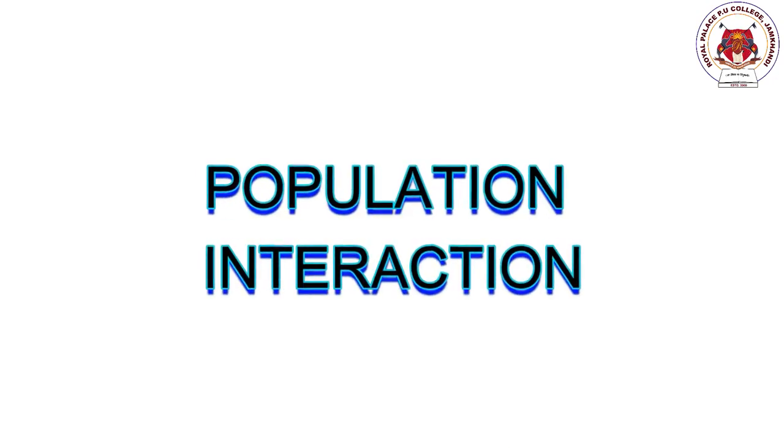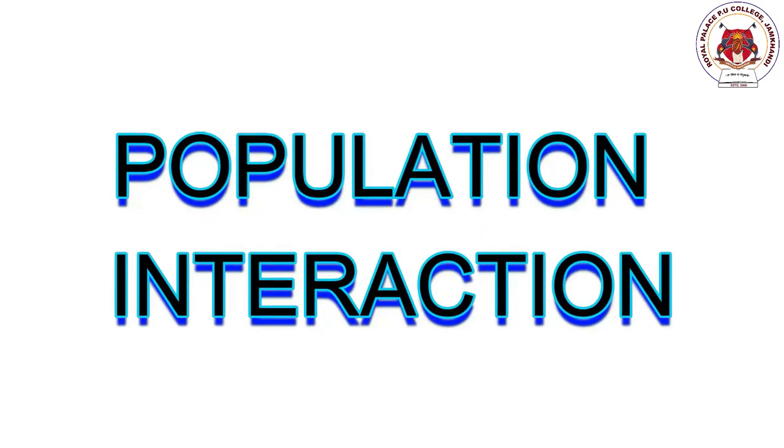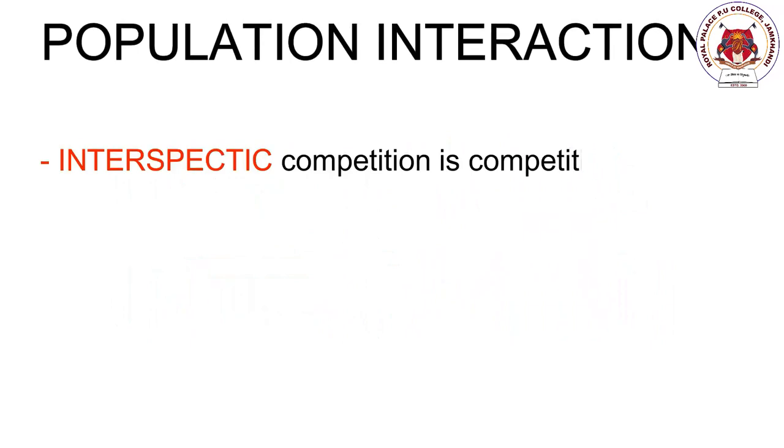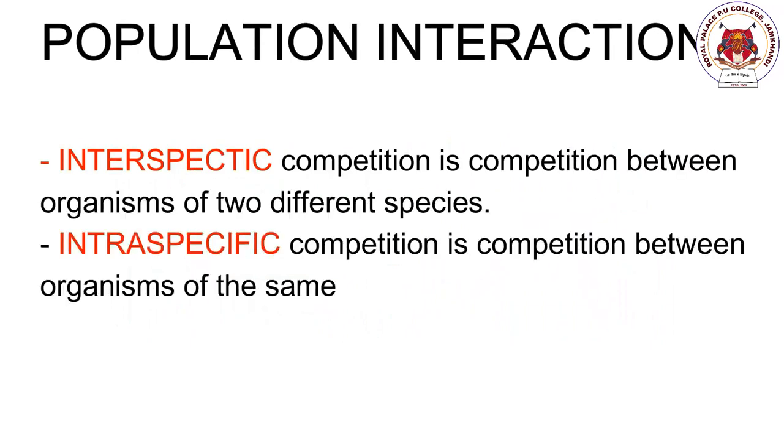Okay, students, now after a short introduction about the life history variation, let us enter into another category, and that is called population interaction. The organisms, when they interact among themselves, it may be two organisms of the same species, or it may be two organisms of different species. The interspecific interactions are the interactions of populations of different species. We have got another interaction called intraspecific interaction also.